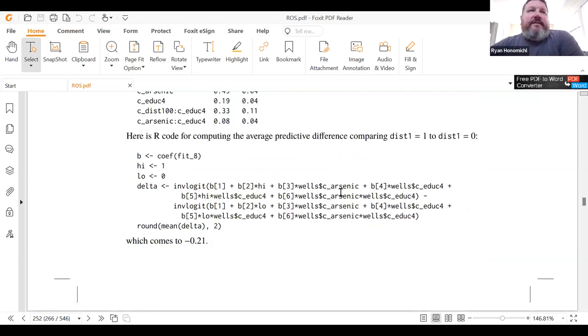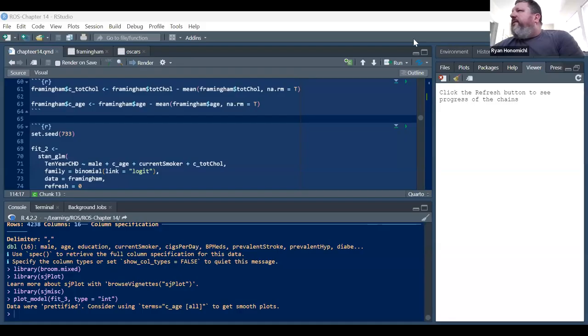That kind of took us to the end. I was going to do a residual plot, but let me do this. Let me share my session. Okay, let me do mine for number 4.